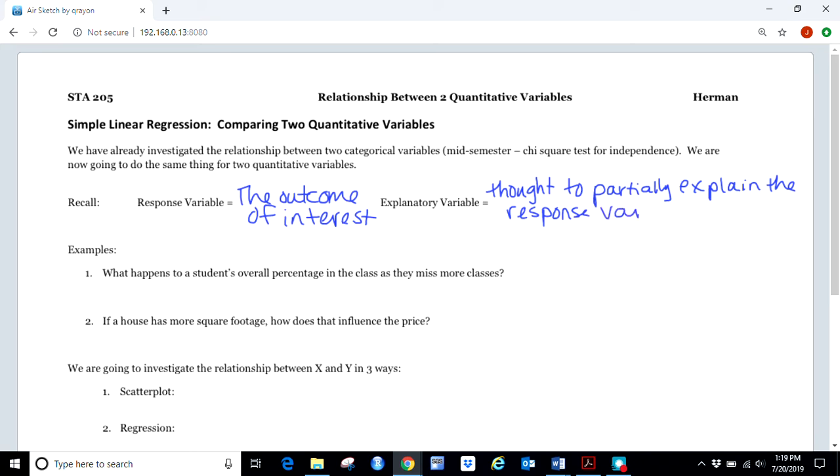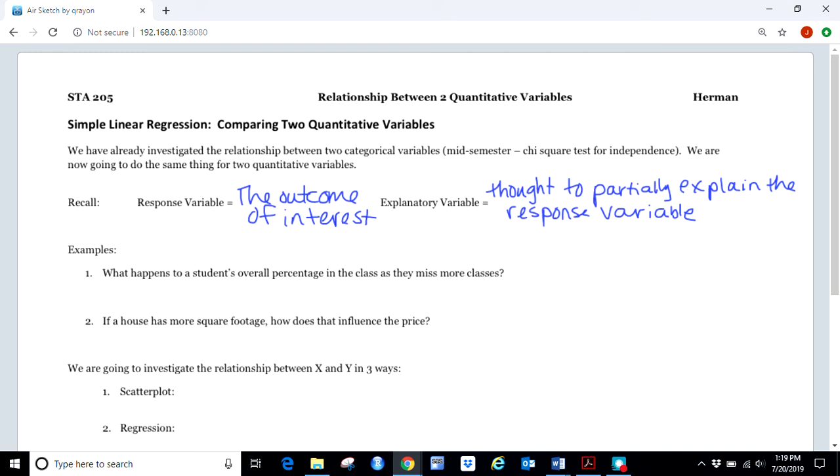Now, since these two variables that we are working with are now quantitative, we're going to be looking at them in different ways than we did when we had two categorical variables. In fact, inside this module, you may feel a little bit like you're back in algebra class when you're looking at y and x. So we're going to see if there's a relationship between x and y.